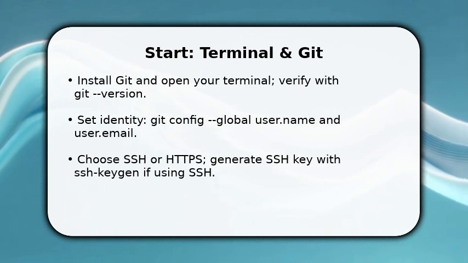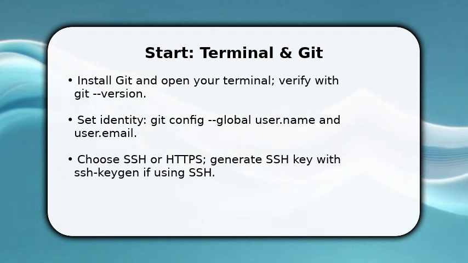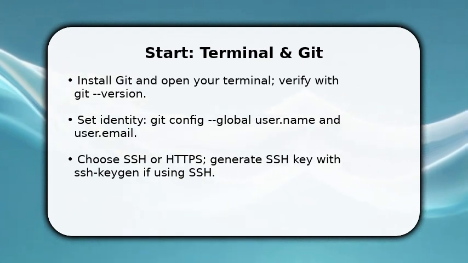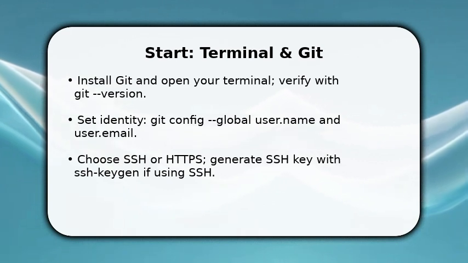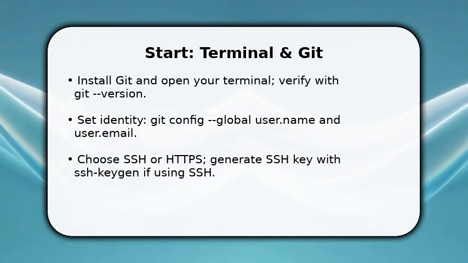Next, decide SSH versus HTTPS. If you pick SSH, generate a key with ssh-keygen and add the public key to GitHub. Make sure your SSH agent is running to avoid repeated passphrases. These steps let your terminal talk to GitHub securely and identify your commits correctly.